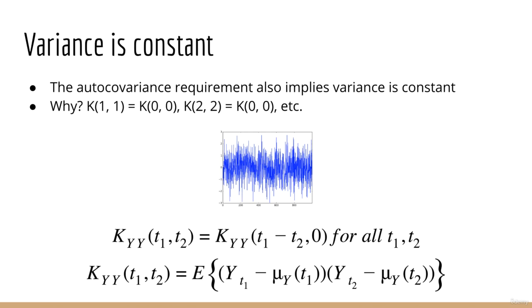Note that this also implies that the variance remains constant over time. If it's true that the autocovariance depends only on the time difference, then it doesn't matter what time we pick. K11 is just equal to K00. K22 is just equal to K00. So that's why, if we see the variance change over time, as we do with volatility clustering, then we take that as evidence that the time series is non-stationary.